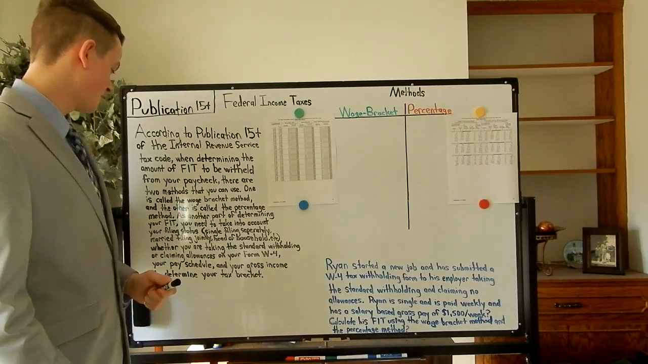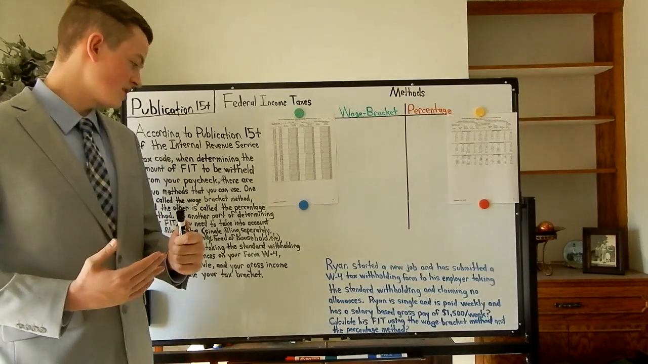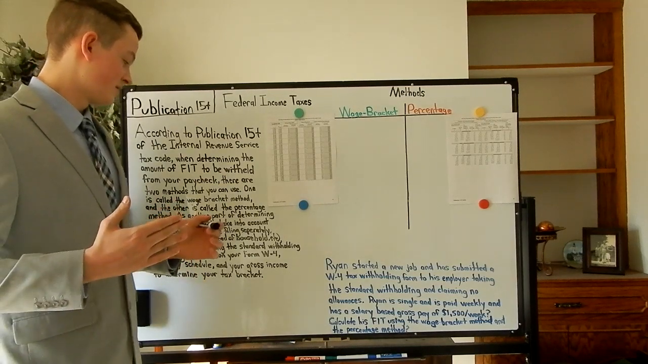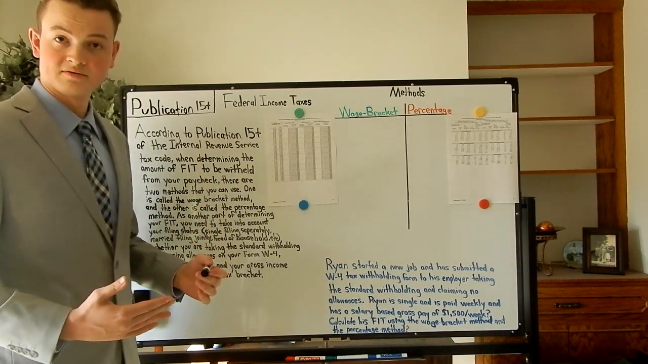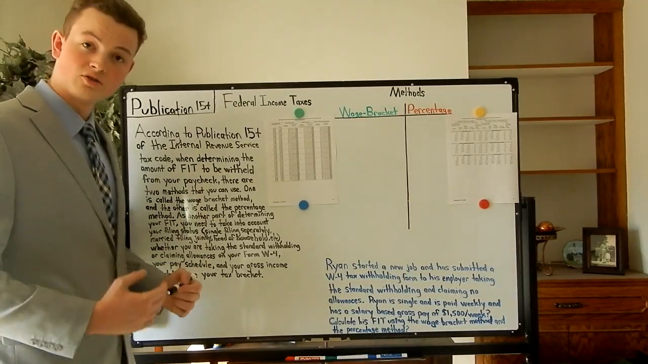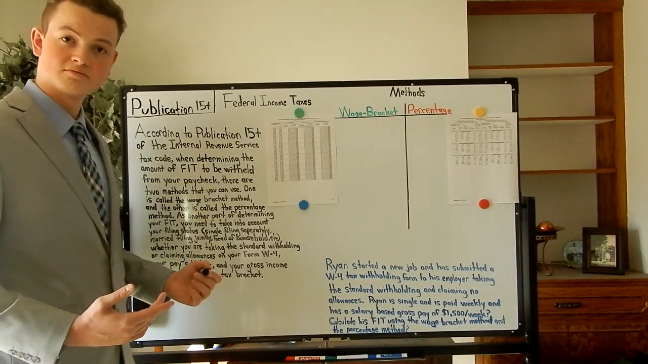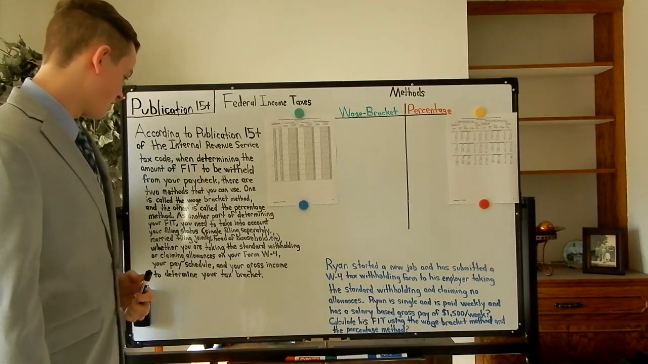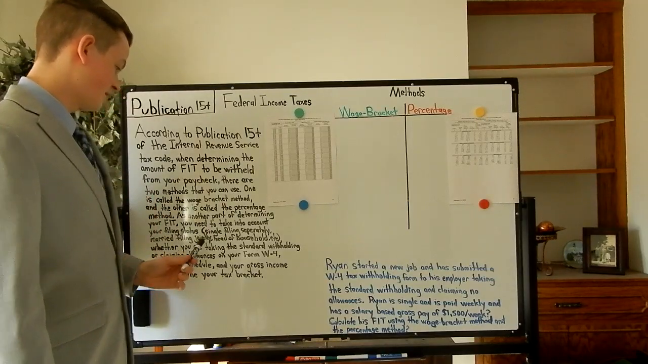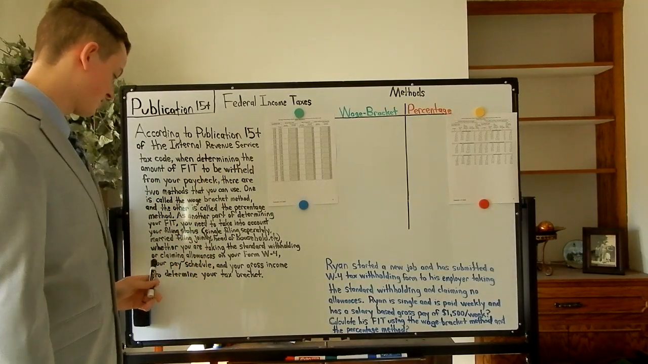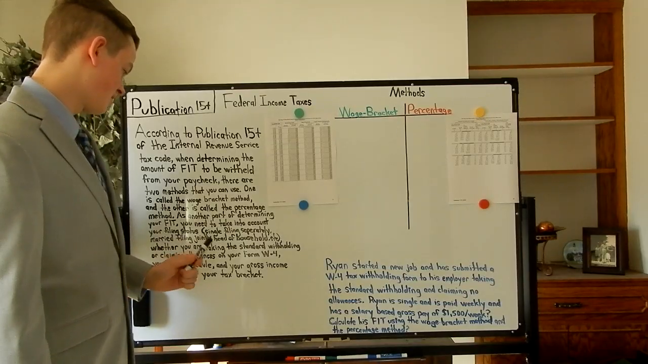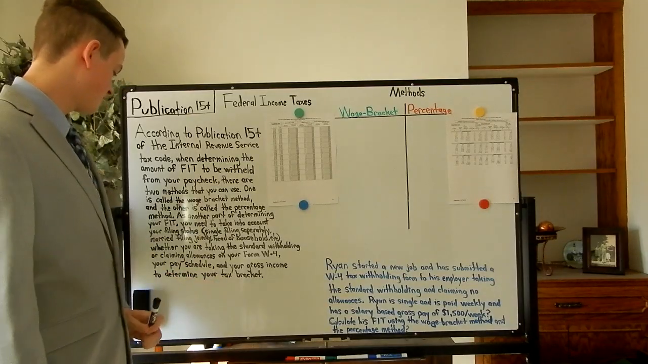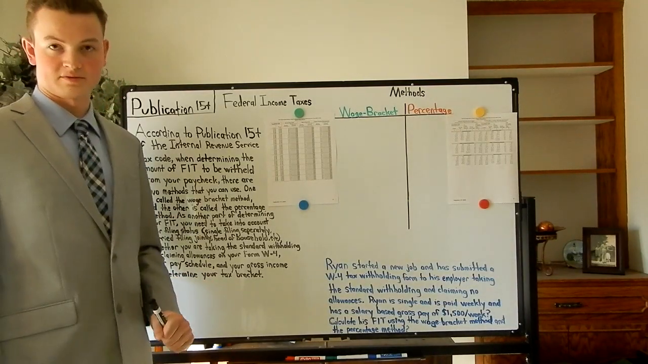As another part of determining your FIT, you need to take into account your filing status, for example single, married filing separately, married filing jointly, or head of household, and so on. And also, whether you are taking the standard withholding or claiming allowances on your Form W-4, your pay schedule, and your gross income to determine your tax bracket.